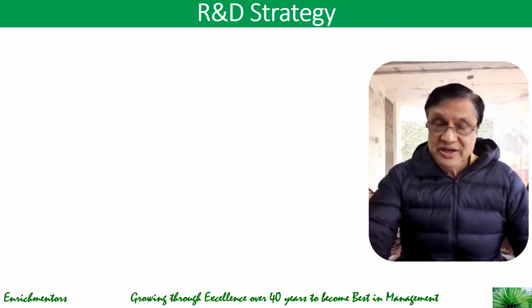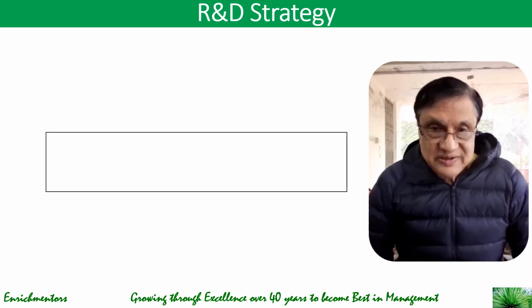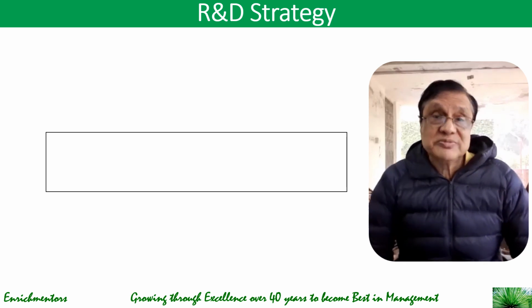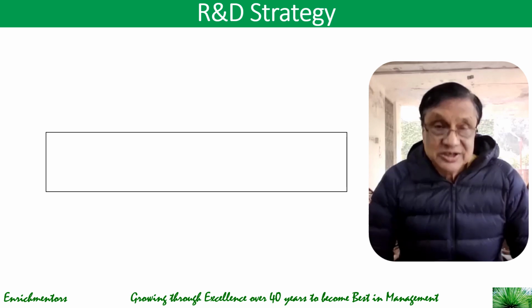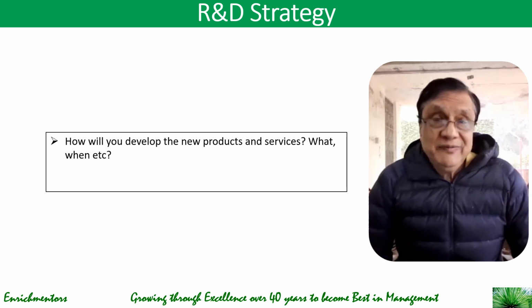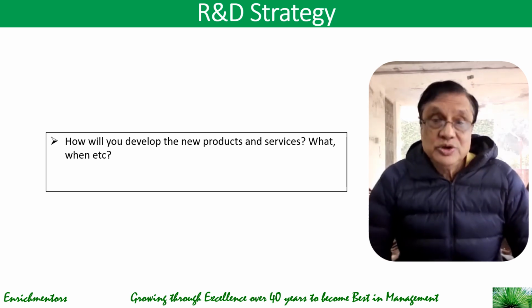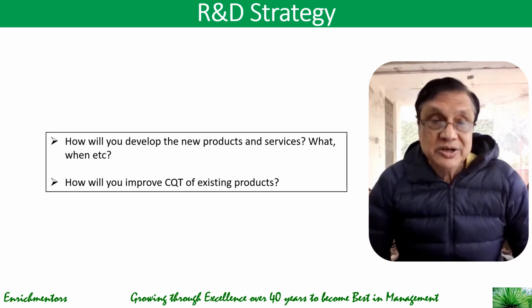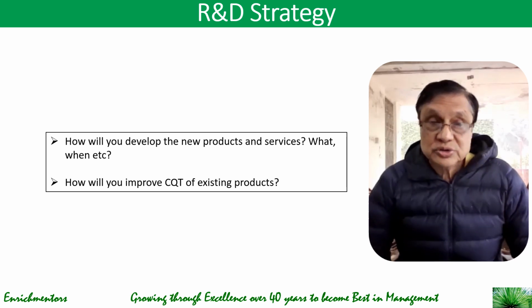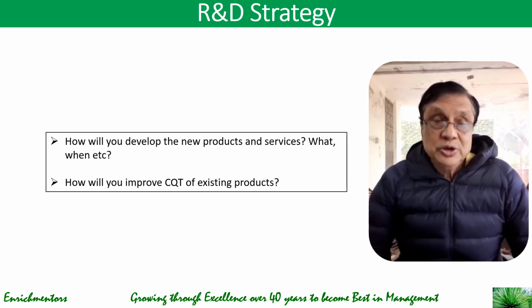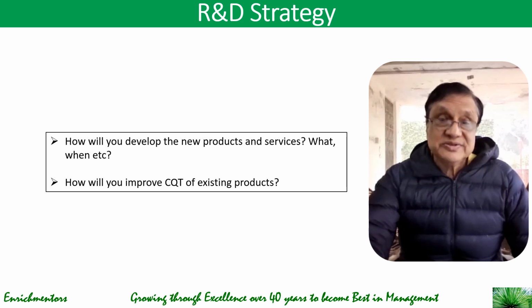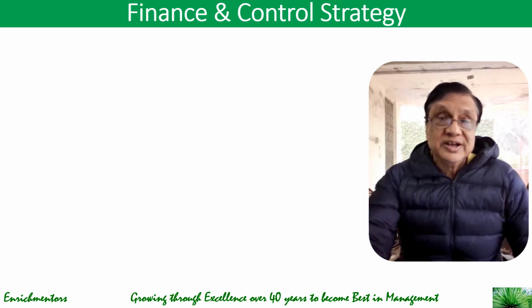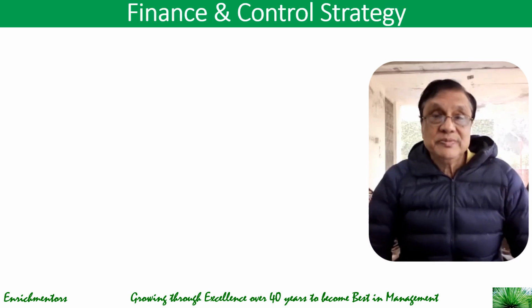R&D strategy, as we were saying, once you have developed a product successfully, your business is successful, your success starts becoming your enemy. Competitors copy your product. So how would you develop new products and services? How would you keep ahead of competition? What will you develop? When, etc. And also on existing products, how will you continue to improve the cost, quality, and timing or time taken to manufacture those existing products so that you continue to be competitive on the existing products as well? Can't forget existing products.